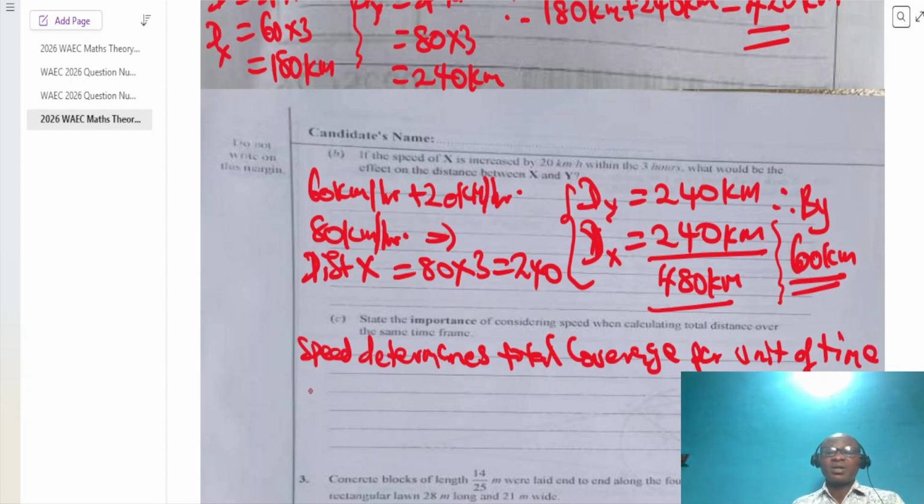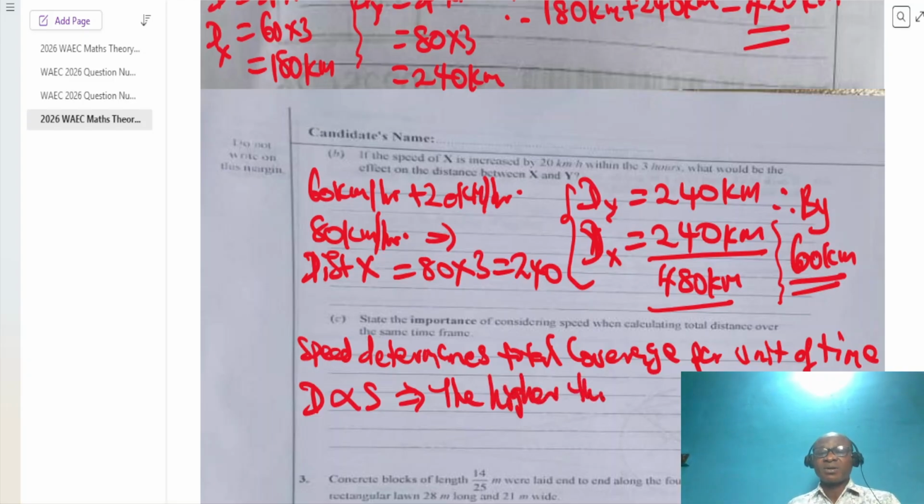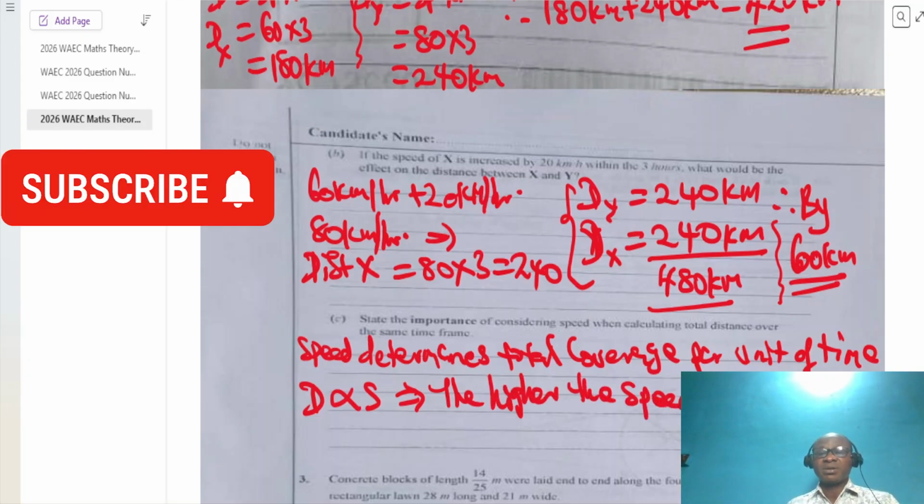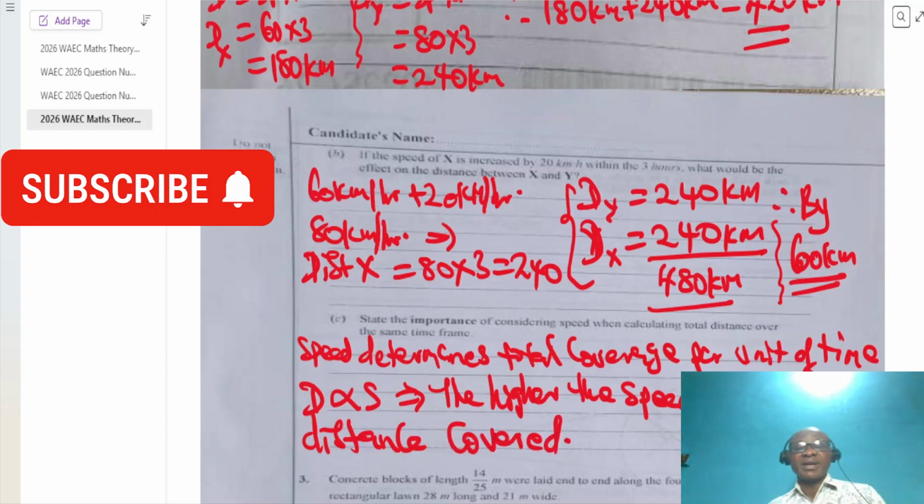speed, or rather distance, is proportional to speed. Okay, distance is proportional to speed, meaning that the higher the speed, the more or higher distance covered. Okay, so that is it. All right, so this is for question number 2.